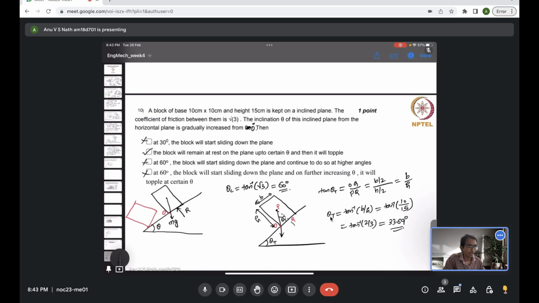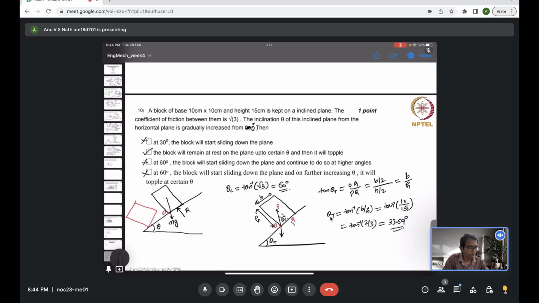So any question on this? Is this clear? Okay, so I hope this is clear.